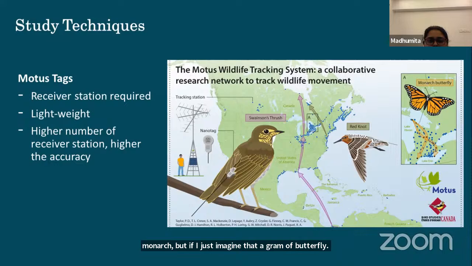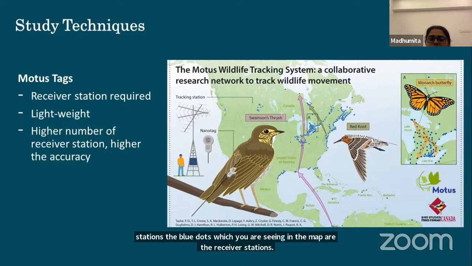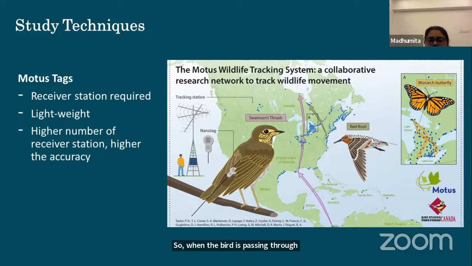This instrument is of course nanotechnology. The drawback is you need a lot of receiver stations. The blue dots which you are seeing on the map are the receiver stations. When the bird is passing through, if it has, for example, two or three receiver stations, the triangulation method of calculating distance will happen, in which the accuracy of locating the bird passing through will increase. It may not give you the exact locations, but if you have more receiving towers, let's say maybe 50 kilometers apart or less, you will have more accuracy in calculating.